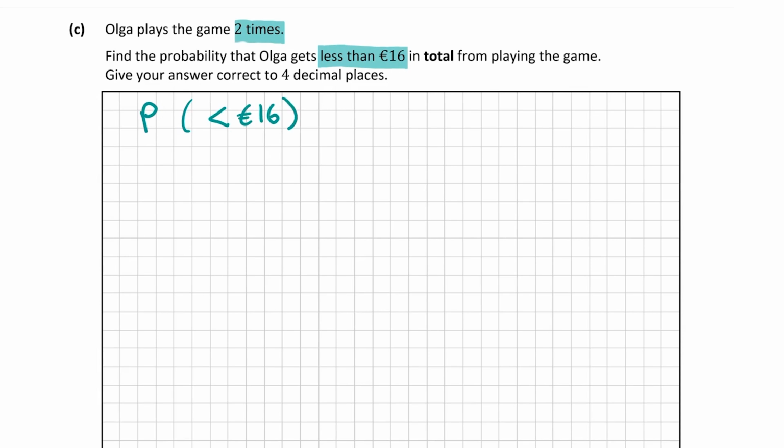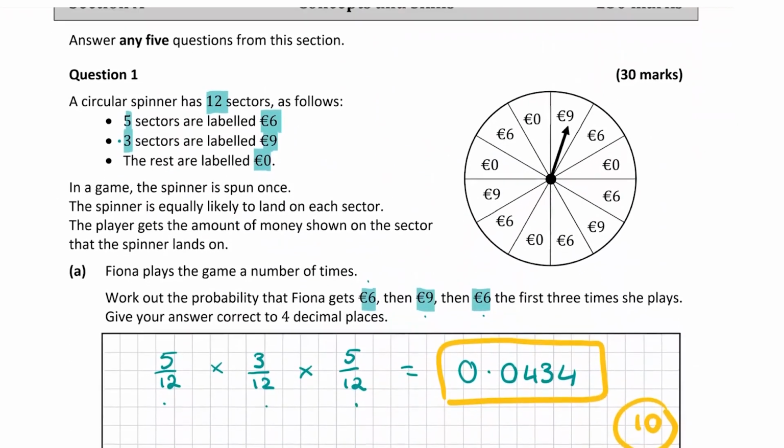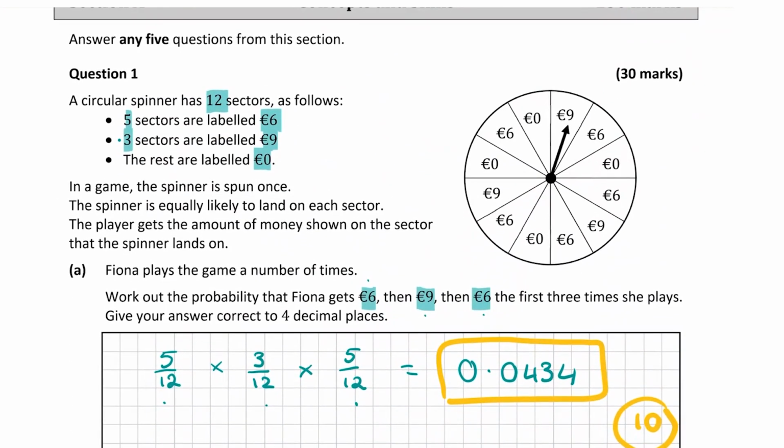Now, there's numerous different ways when Olga plays 2 times that she can get less than €16. For example, let's just go up to the wheel and see how many ways you can do this just by talking through it. So she could get 0 twice, or she could get 0 then 9, or she could get 9 then 0, or she could get 6 then 0. Like, there's loads of different times. But what about the probability that she gets more than €16? There's only one way that she can get more than €16, and that is if she gets 9 twice.